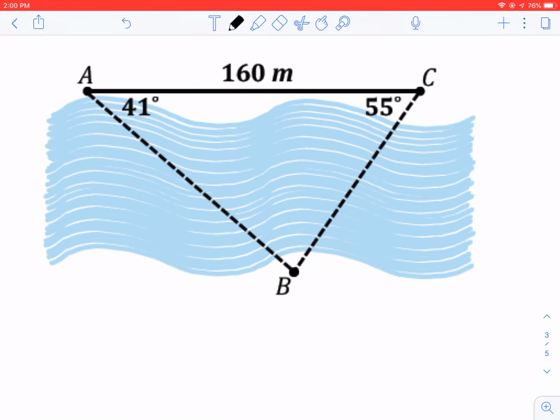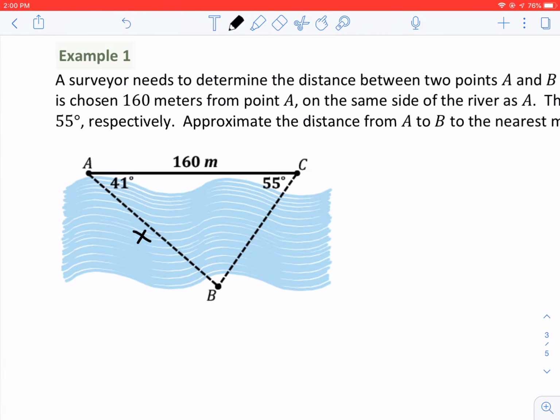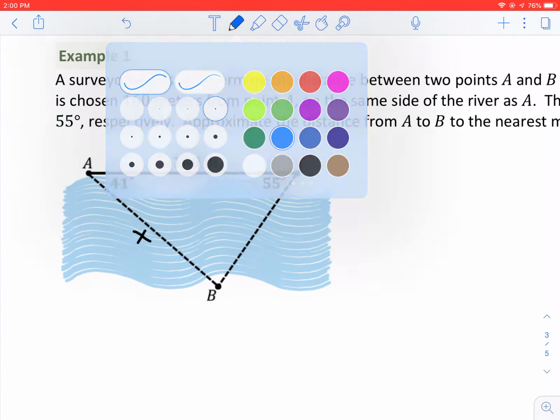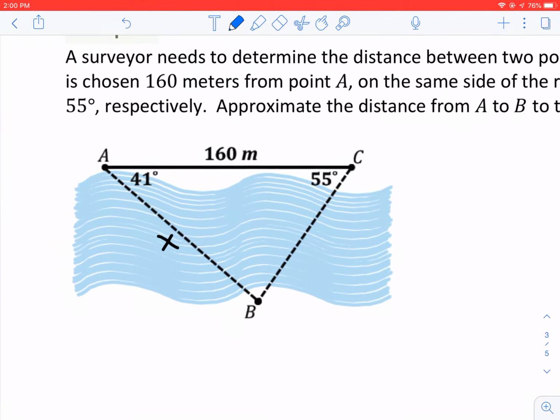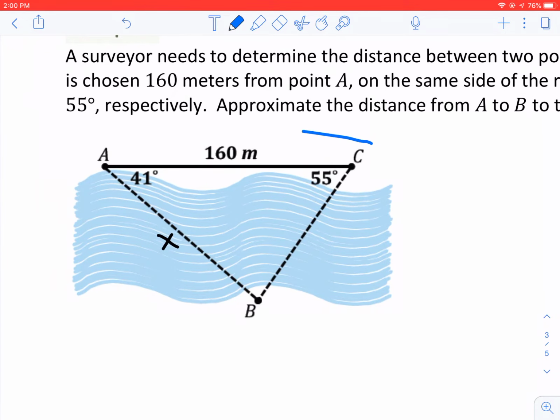So we're trying to look for AB. I'm going to call that X. The diagram, everything's labeled already. This is actually a really cool problem because this is something a surveyor might actually use. Let's say you can't cross the river and you can't figure out this distance AB. Well, you don't even need to cross the river.